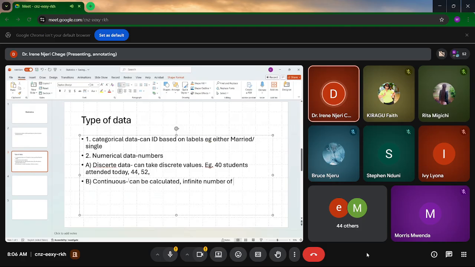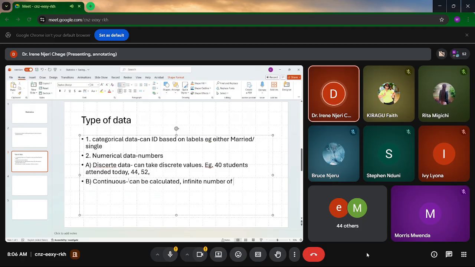So we have an example: what is the age of the class participants today? Age, 23.4 years, 23 years and 4 months, 30 years and 2 months. Temperature, what is the temperature? Temperature can be measured, okay? Discrete are discrete values, yeah?